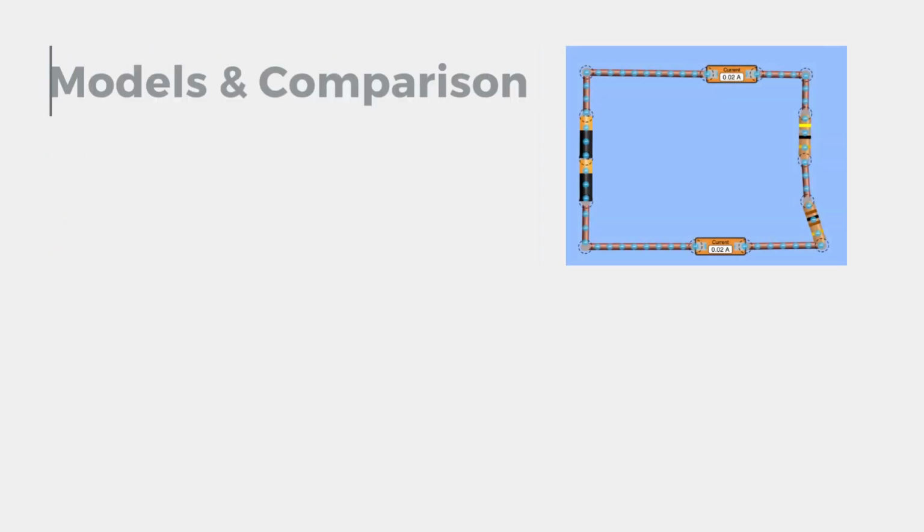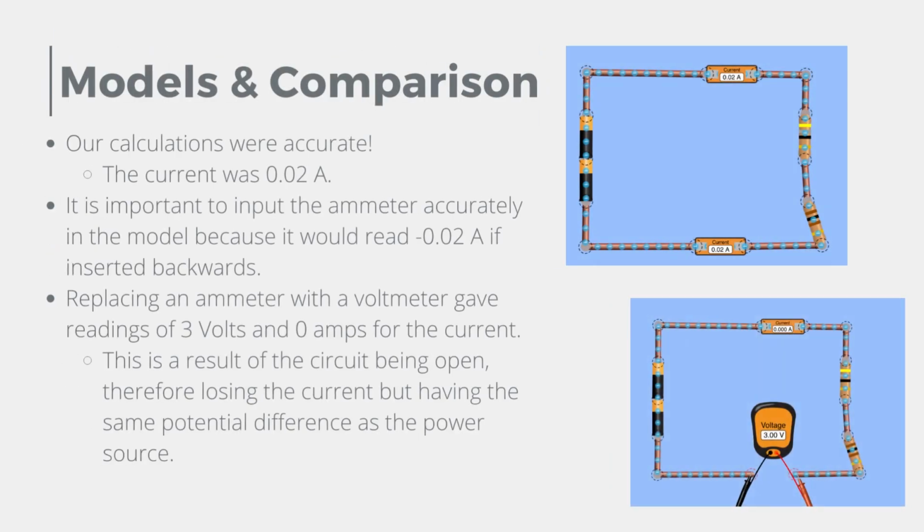Now comparing it to the model, our calculations were correct. The expected value was 0.02 amps as well. One thing to note when creating the circuit is that it is important to input the ammeter accurately in the model because it would read negative 0.02 amps if inserted backwards.